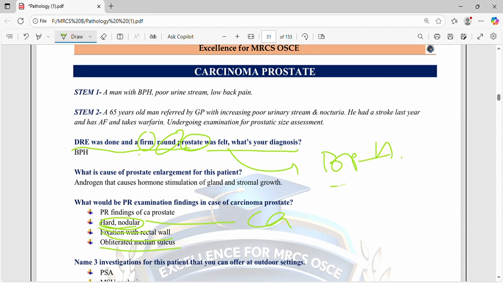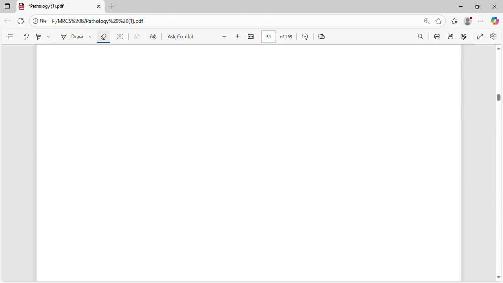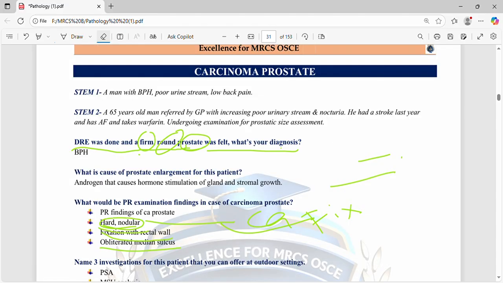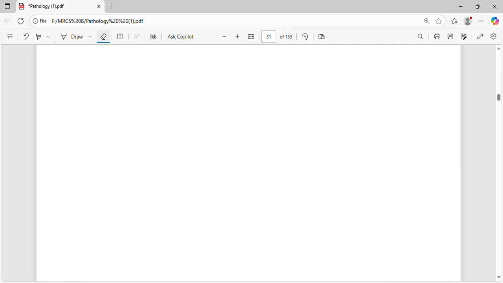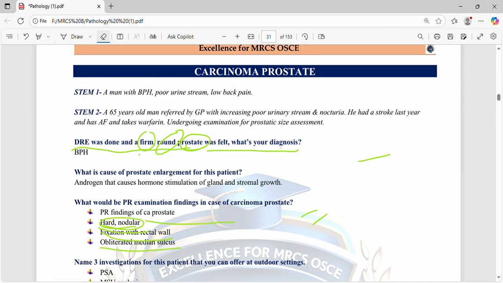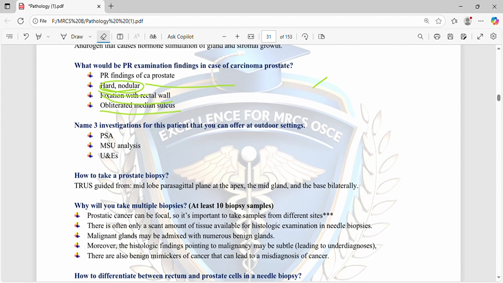Okay, mobile. It can move, you can move it, but here it's fixed to the rectal wall. So roughly we can say that these are the differentiating points.